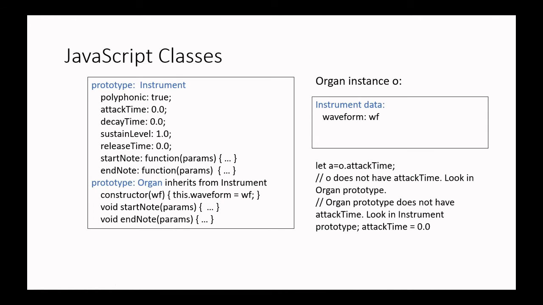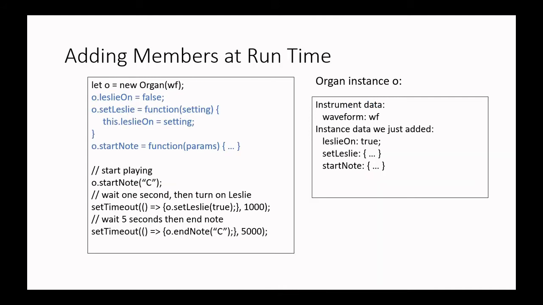This allows JavaScript objects to be very lightweight, even if the class definition has many members. The object needs its own copy of a member only if the value is different from the prototype. We can add member data and functions to an object at runtime. Here we create a new organ, and we decide it needs a Leslie speaker. So we add members to save the state of the Leslie on or off, and turn it on or off. Now we also have to change the start note function, which is running while the note plays, so that it produces the effect of the Leslie.